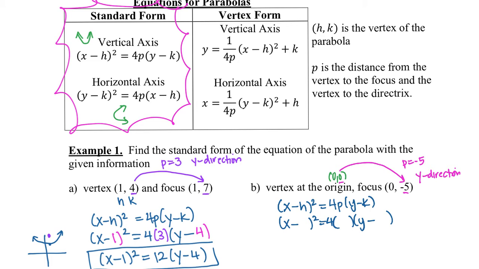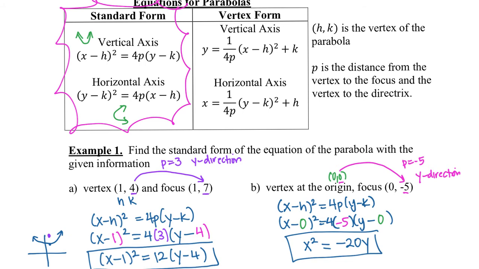Okay, so what do I have? I have 0, 0, and then my P is -5. And you will probably do this faster. So I'm going to have x squared equals -20y. And that's going to be my final answer.